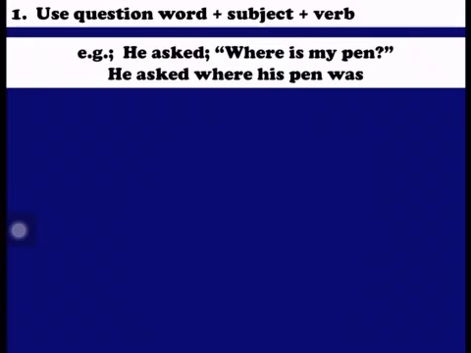Number 1, we use question word plus the subject plus verb. Or instead of the question word, you can use if. He asked, where is my pen? So he asked where his pen was. Notice the order. Question word, subject, verb. And the verb changes as we mentioned before. The present becomes past and the past becomes past perfect. So, where, question word, his pen is the subject and was is the verb.